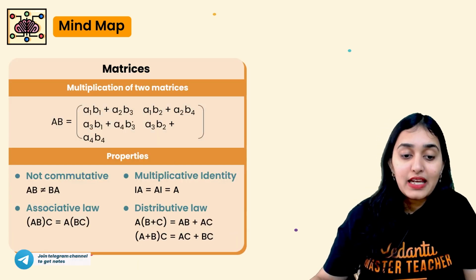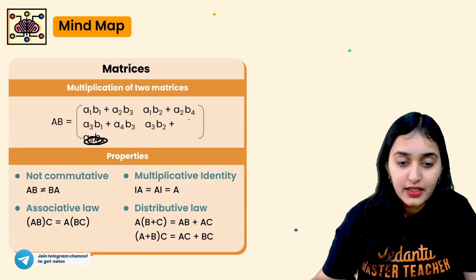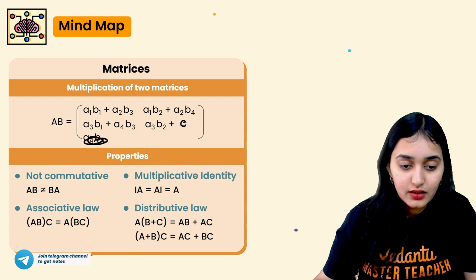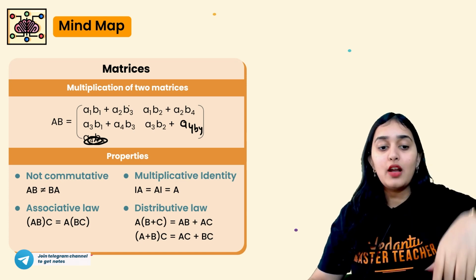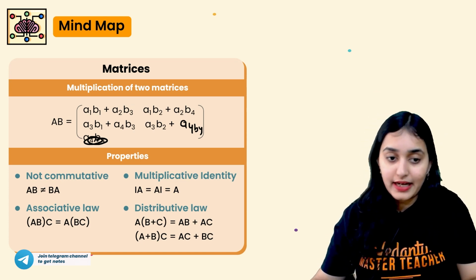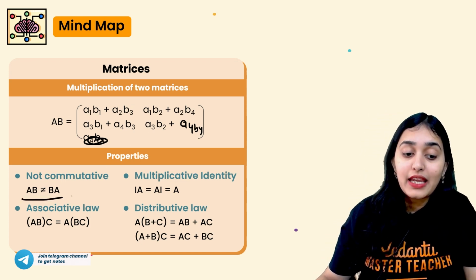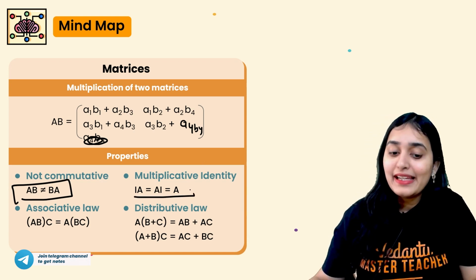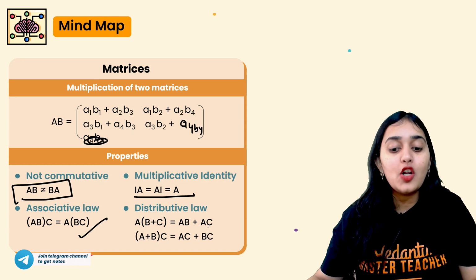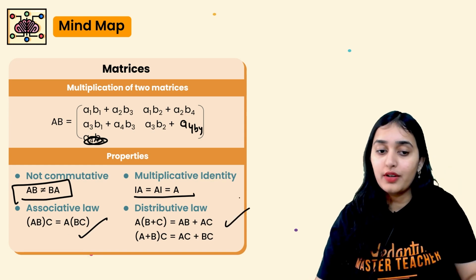Now for multiplication, it is row 1 multiplied with column 1, row 2 multiplied with column 2, like that. Remember, for multiplication AB is not equal to BA. A into I is equal to A. Associative law and distributive law are followed.